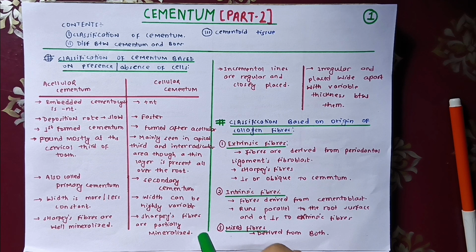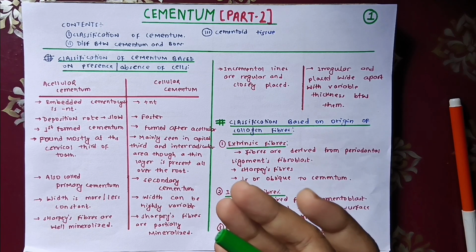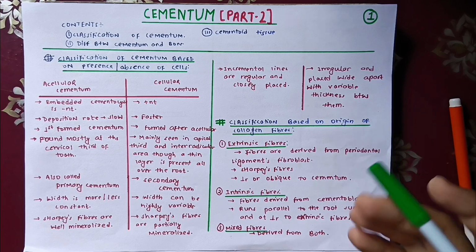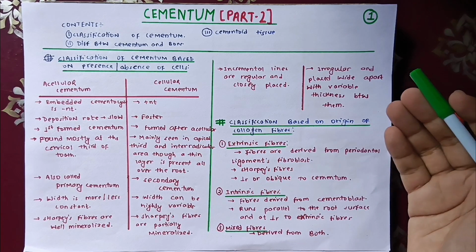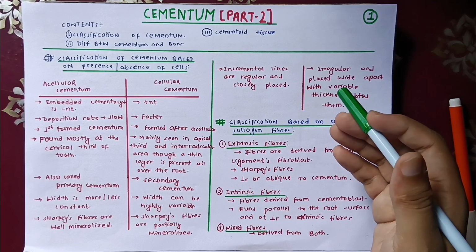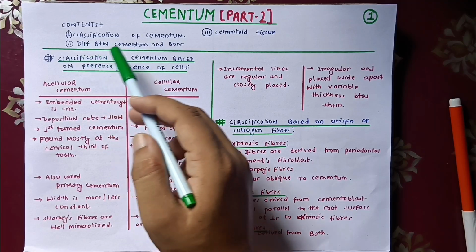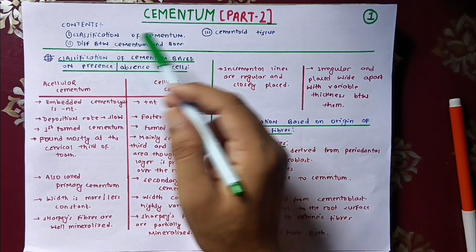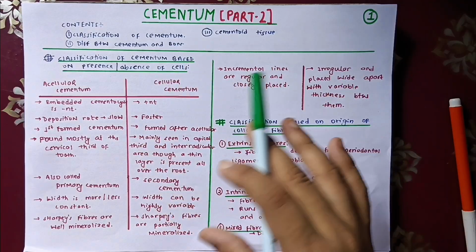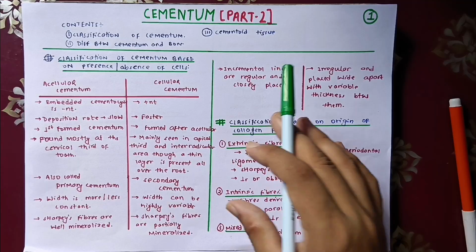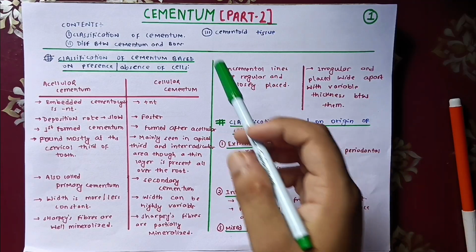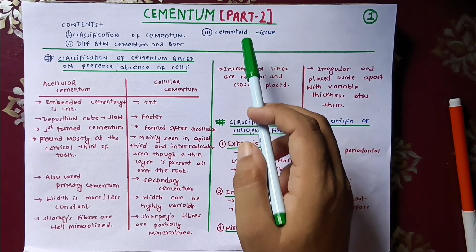So this is our part 2 video of the cementum, and in this video we will be discussing particularly the classifications of the cementum. We will be discussing the different types of cementum: acellular cementum, cellular cementum, extrinsic fiber cementum, and intrinsic fiber cementum. Our next topic will be the difference between cementum and bone. What is the main difference between bone and cementum? And at the last we will be discussing the cemented tissue.